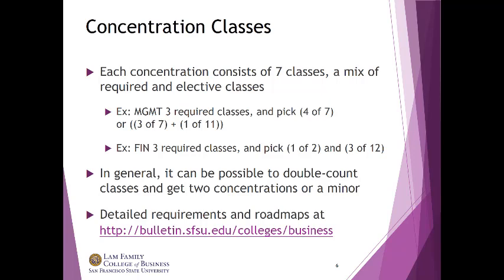You'll want to look up your concentration requirements in the bulletin. A special note, and I'll come back to this shortly, is that you generally can double count classes and get 2 concentrations or add a minor. For example, you could use 3 DS classes as your finance electives. Those 3 classes could also be used as your required DS classes, while your finance required classes can be your DS electives.